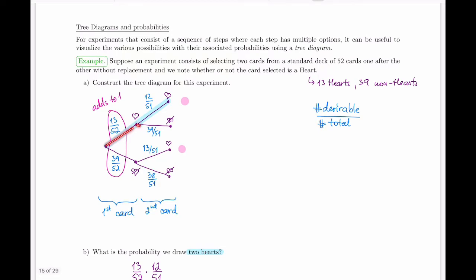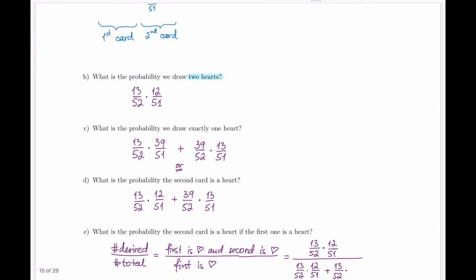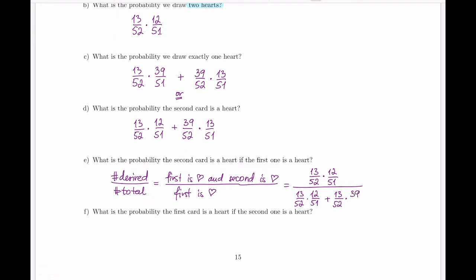13 out of 52 and 39 out of 51. 39 out of 51. And there we go. I encourage you to pause the video here and try to figure out part F by yourself. It's very similar to part E in logic, but slightly different in calculation. Okay, let's go through with this one.